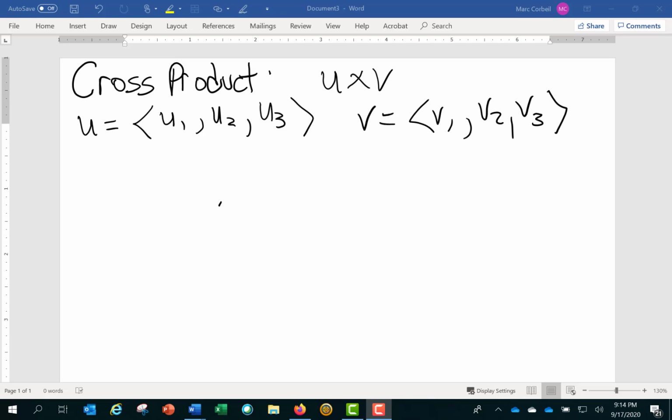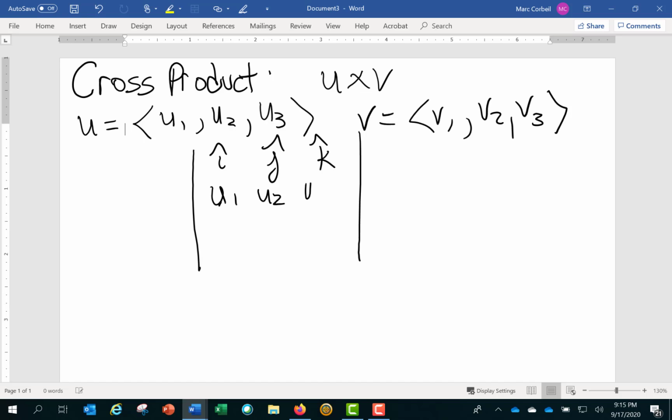Okay, so we're going to do the cross product, U cross V, just the general formula, come up with it, the general way of doing it, with U1, U2, U3 for vector U and V1, V2, V3 for vector V. A nice way of doing it is a different spin on the determinant method, using I, J, K. So we make that matrix determinant made up of I, J, K, U1, U2, U3, V1, V2, V3.